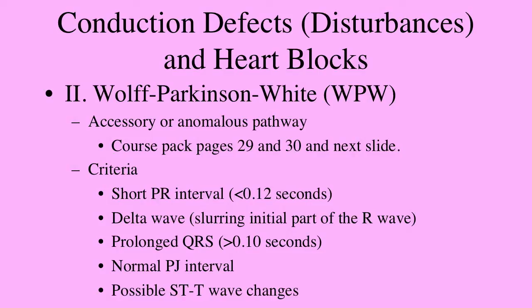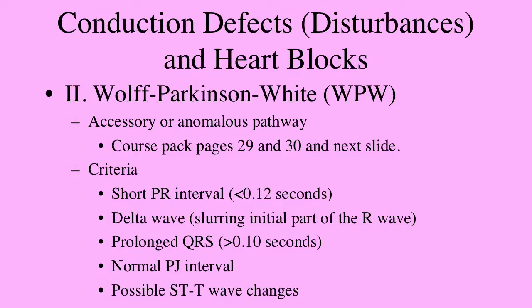It has a delta wave, which, if you look on page 29 of the course pack at the top, is an initial slurring point that goes from the P wave into the QRS complex. Instead of going straight into an R wave, it kind of slurs into the R wave. It comes up slowly. There's a little curve to it, and that's called a delta wave. There's a prolonged QRS complex, usually not real long, but greater than 0.10 seconds, a little bit wide.